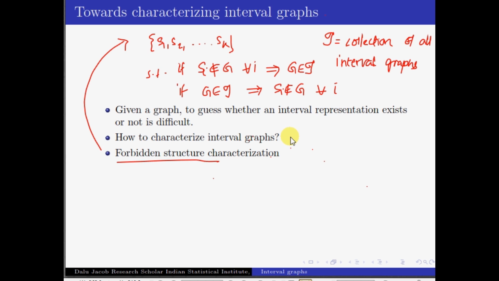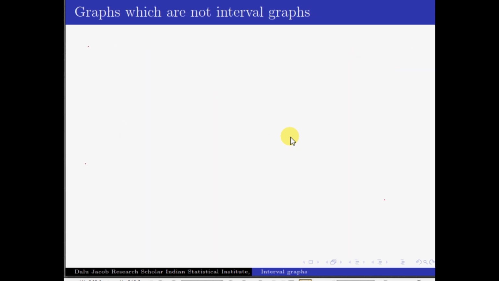So let us see what graphs we have to forbid in order to qualify a graph to be in the class of interval graphs. Before going to that, I would like to define what you mean by a cycle on n vertices. A cycle on n vertices is a sequence of vertices v1, v2, etc., vn minus 1, vn, and again this vn will be connected to v1. So this even looks like a cycle, right?